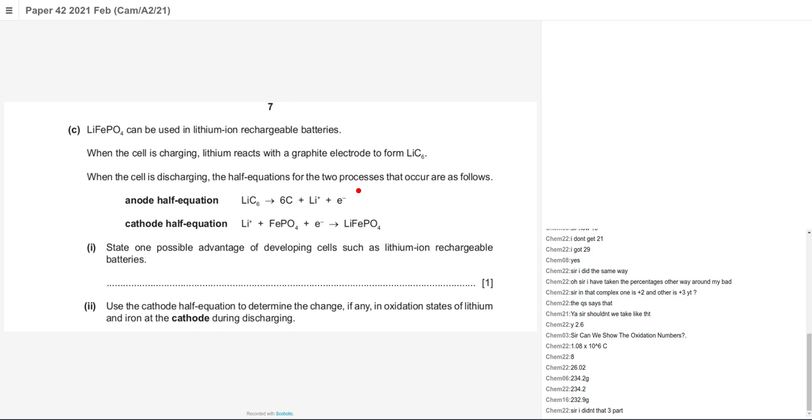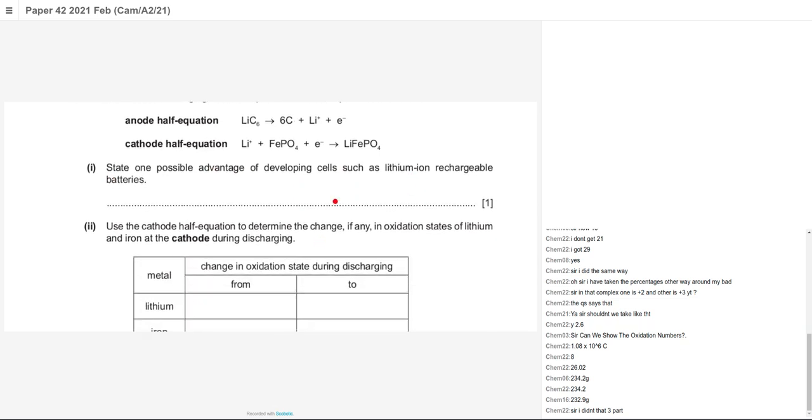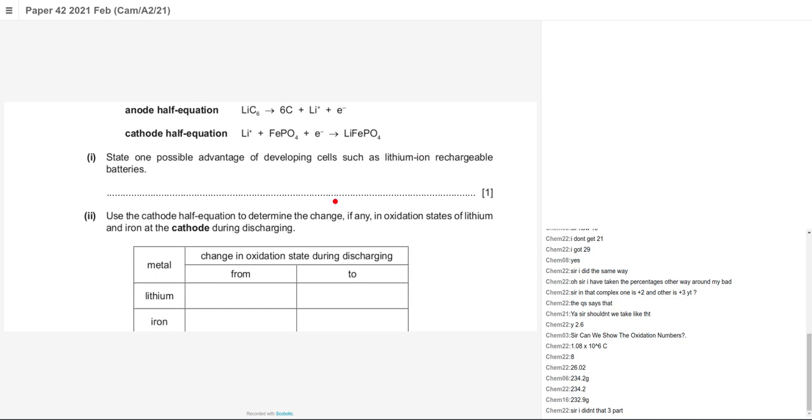When the cell is charging, lithium reacts with the graphite electrode to form LiC6. When the cell is discharging, the half equations for the 2 processes that occur are as follows. The cathode and the anode reactions for discharging is given here. State one possible advantage of developing cells such as lithium-ion rechargeable batteries. There are so many advantages. You can say it's lightweight, it consumes less space, right?